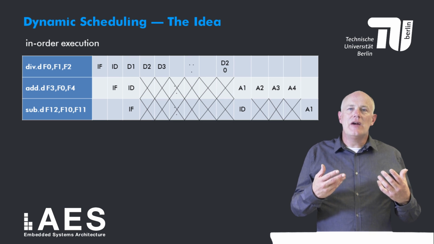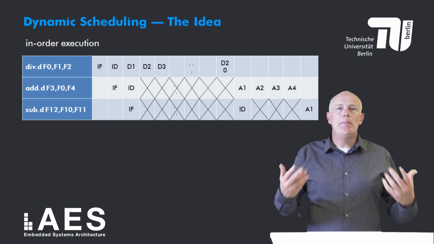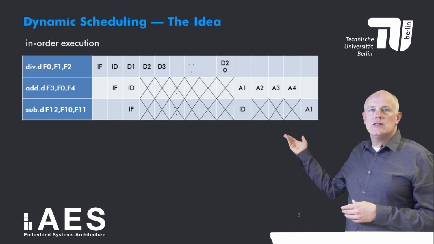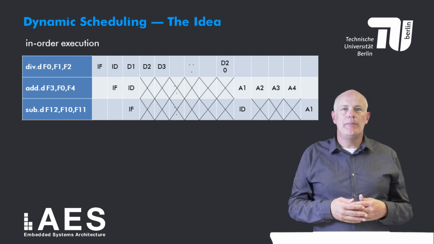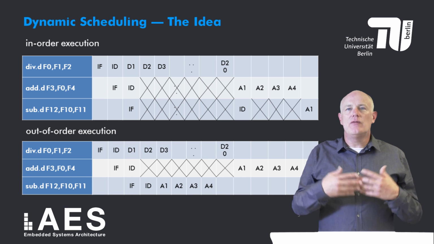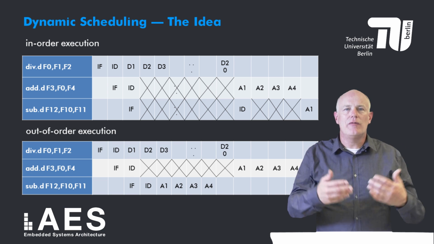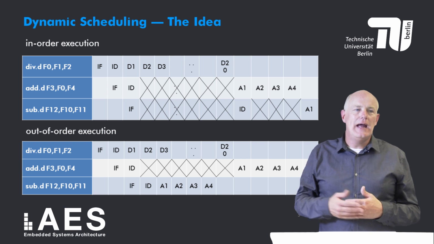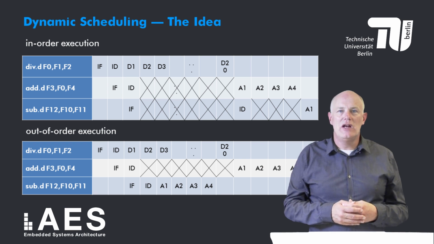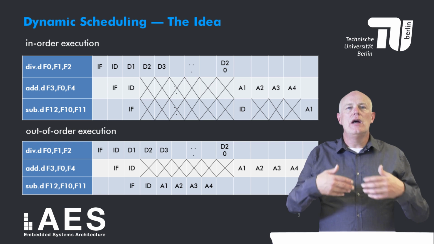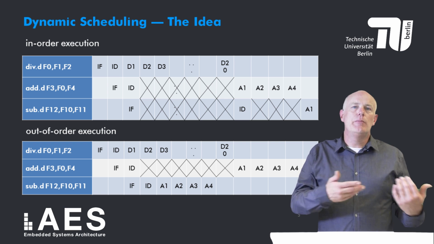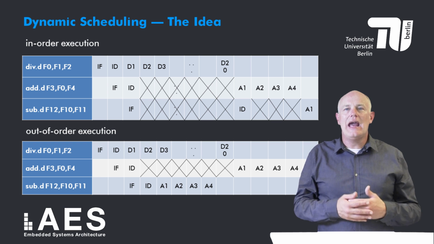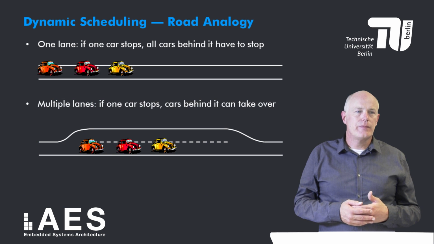So if instructions are executed in order, there will be many stall cycles as illustrated in this pipeline diagram. And the basic idea of dynamic scheduling is to get rid of these stall cycles by allowing instructions to execute out of order, as this pipeline diagram illustrates. In this execution, the subtract does not stall, but it is executed while the add double stalls.